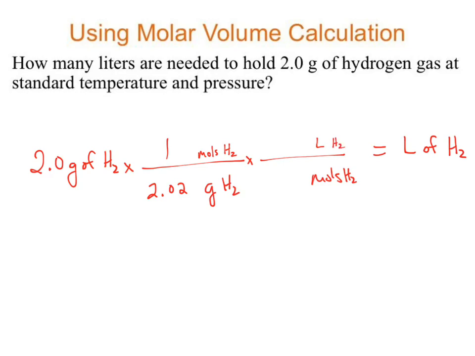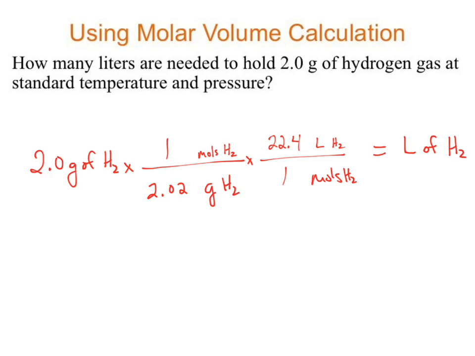Do I have a conversion factor between the moles of H2 and the liters of H2? Yes, that conversion factor is 22.4 liters is 1 mole. What number shows up in front of liters? 22.4. What number shows up in front of moles? 1. Punch it into the calculator. I now have my answer.